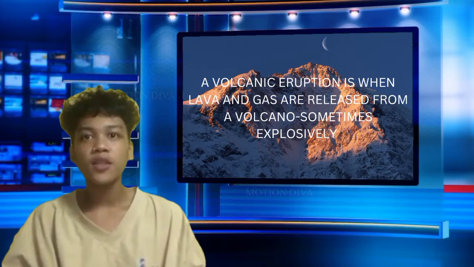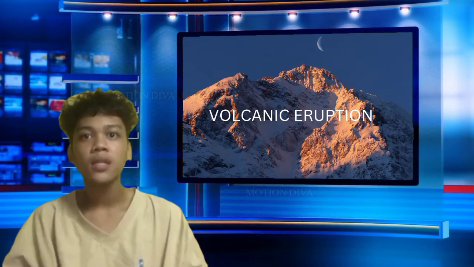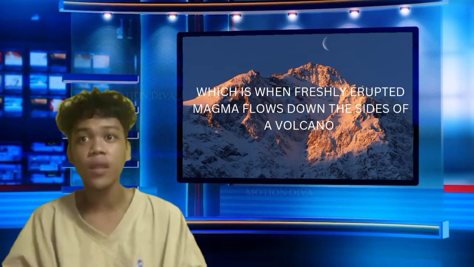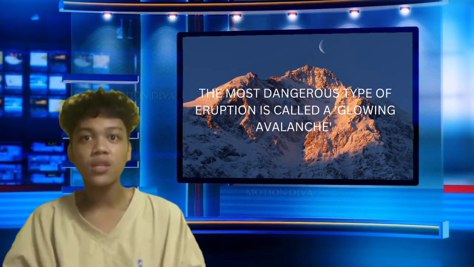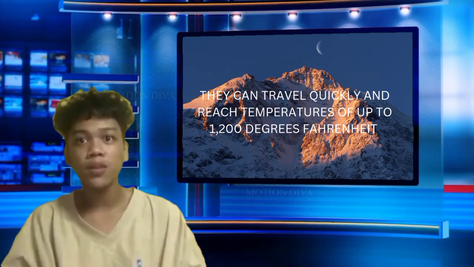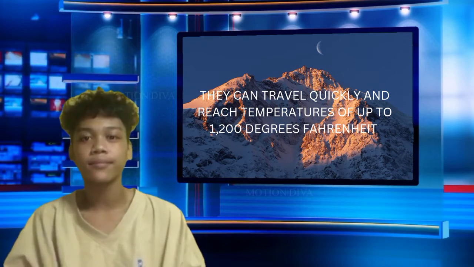A volcanic eruption is when lava and gas are released from a volcano, often explosively. This is known as an eruption. A glowing avalanche, which occurs when recently erupted lava slides down the flanks of a volcano, is the most dangerous type of eruption. They are capable of swift movement and can reach temperatures of 1,200 degrees Fahrenheit.